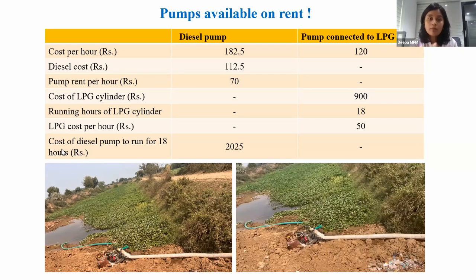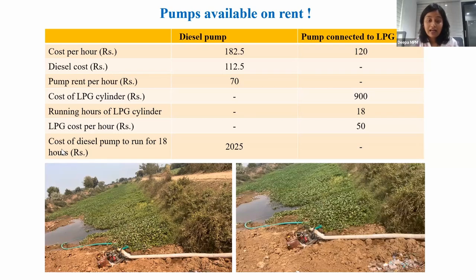And if we talk about the diesel pump, the pump owner will take around 70 rupees per hour for the system he's providing. And it is on the part of the person taking it on rent to put in the diesel and bear the diesel cost. So it will come to around 182.5 rupees per hour for this person.